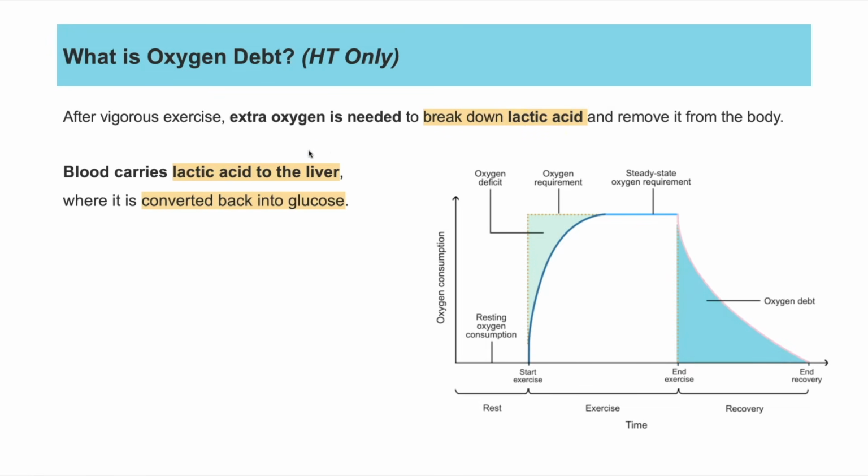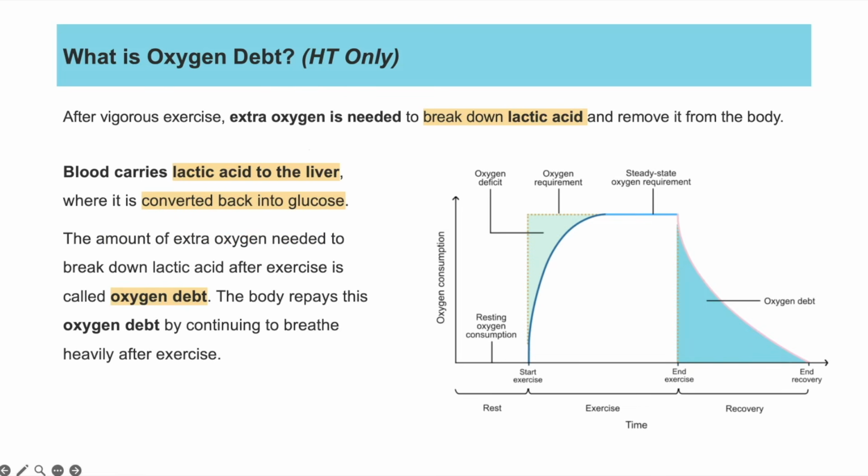Now, lactic acid is broken down in the liver, and it gets to the liver from those respiring cells in the blood. So that blood transports the lactic acid to the liver, and at that point in the liver, if you have enough oxygen coming in, it can break down lactic acid back to glucose. And the amount of oxygen that is needed to break down all of that lactic acid after exercise is known as the oxygen debt. So basically, the body repays this oxygen debt by continuing to breathe heavily and more rapidly even after you've stopped exercising.